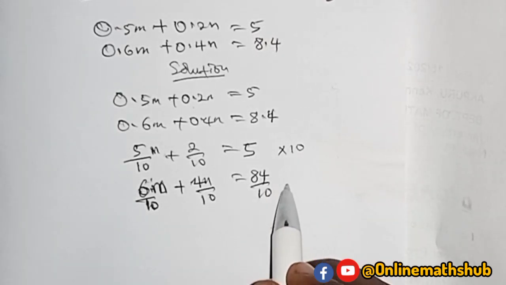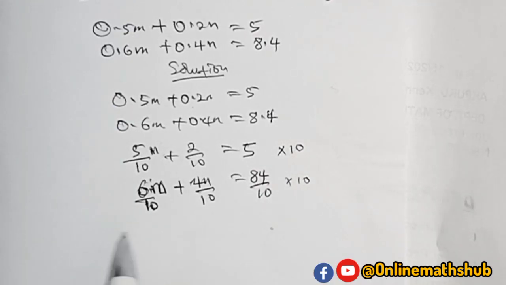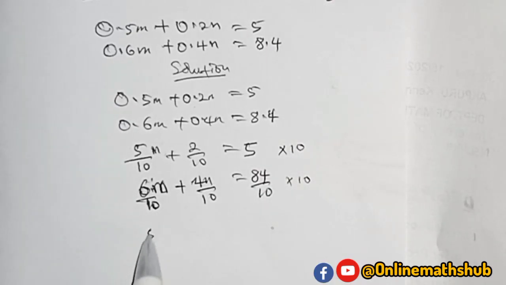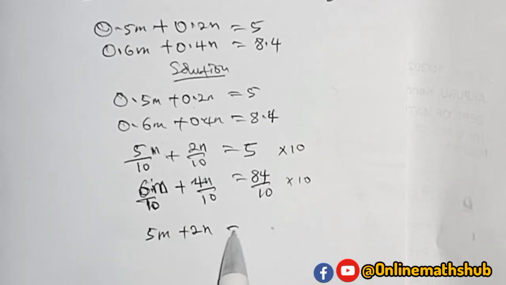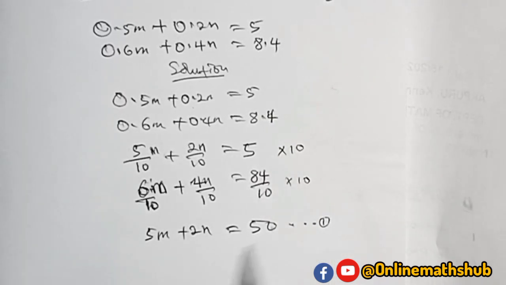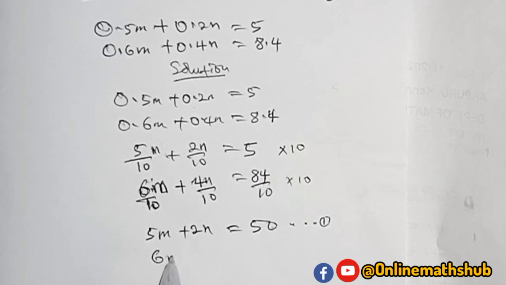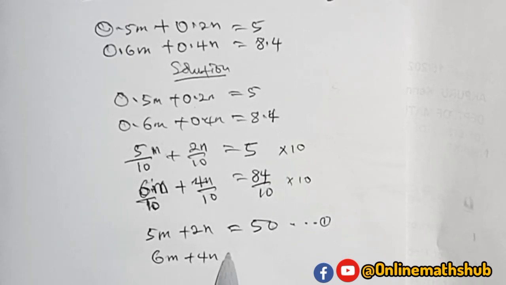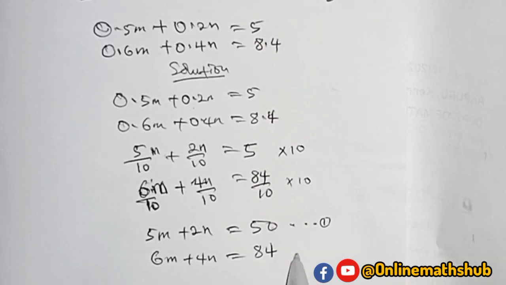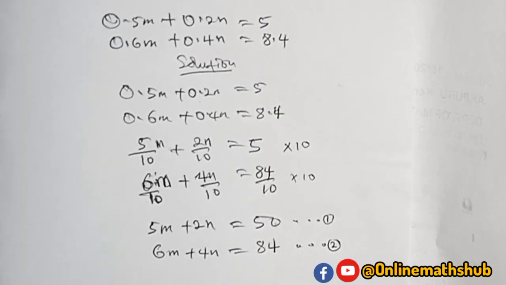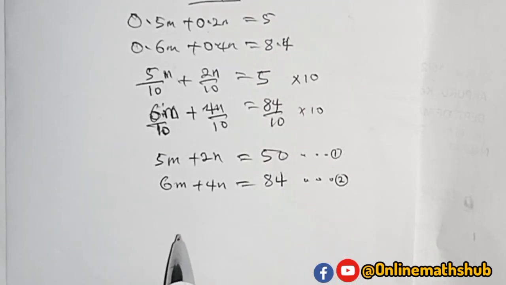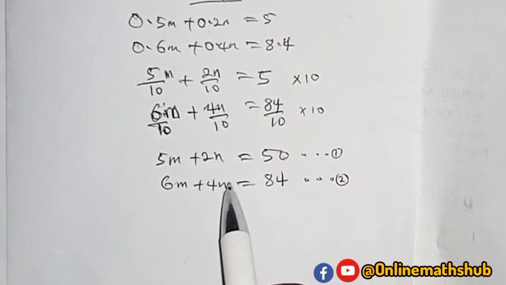So multiply this by 10, and multiply this by 10, and our new equation becomes 5m plus 2n is equal to 50. We can name this equation 1. Then this one, if we multiply, we have 6m plus 4n is equal to 84. We can also name this equation 2 for the sake of referencing.